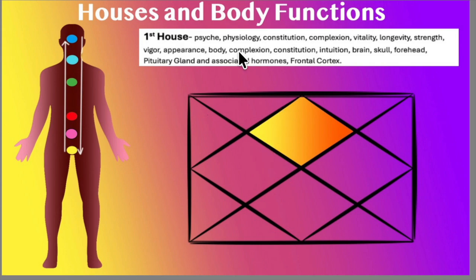So the first house, to recap: psyche, physiology, constitution, vitality, longevity, intuition, brain, skull, forehead, pituitary gland, and all associated hormones, as well as frontal cortex. Now, if you want to do medical research, you can do it by yourself using AI and whatever. Let us take the case of the second house now.